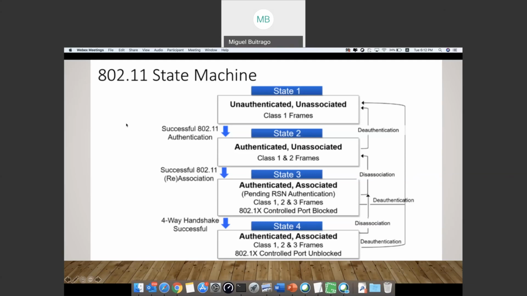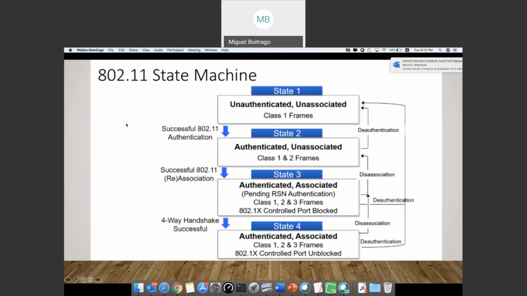So this is state 3, and remember that previous renderings of the state machine concept used only three states, but with the widespread adoption of robust security networks, it's helpful to differentiate the 802.1X controlled port status in this state 3. So what happens in this case? The client starts the authentication to the robust security network.